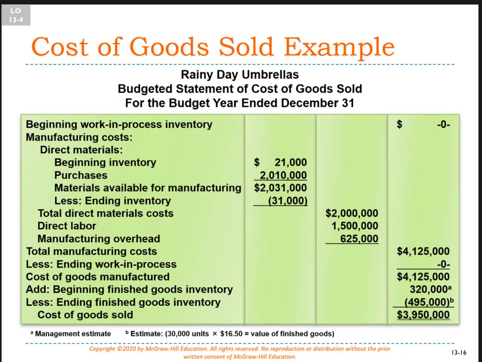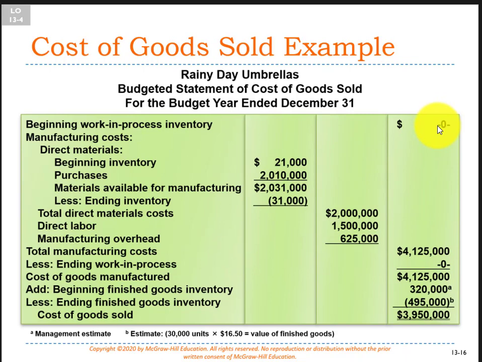So, putting that all together, we've got our direct materials, purchases, ending inventory. We got our direct materials cost, direct labor, manufacturing. So we've done one inventory formula, if you will. Then that leads us to the direct materials costs. Add to that direct labor, manufacturing overhead. Okay, we had nothing in work in process. No beginning work in process.